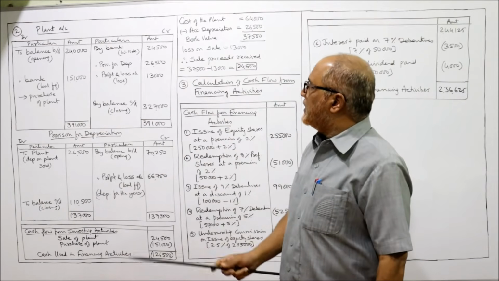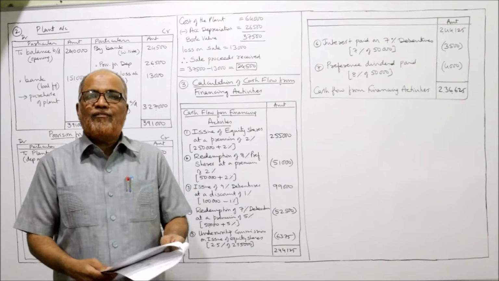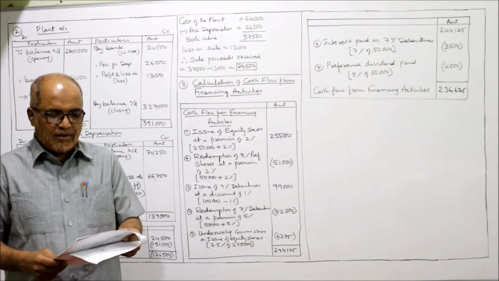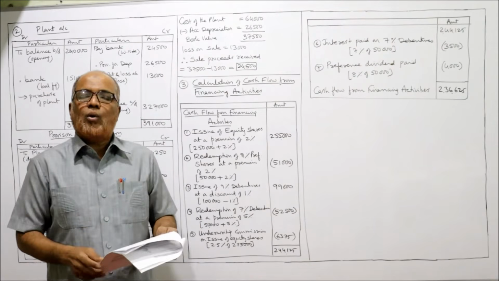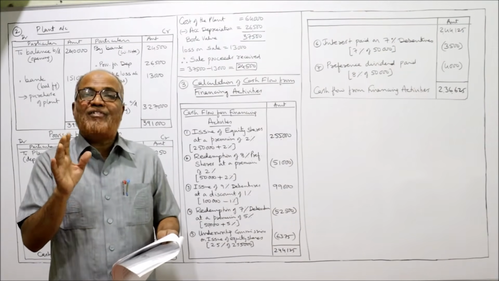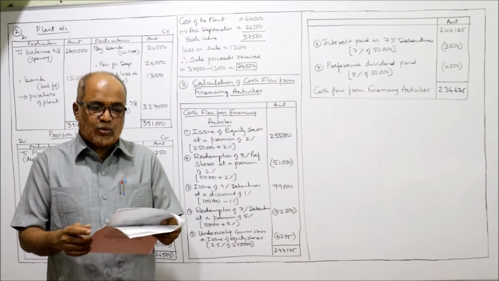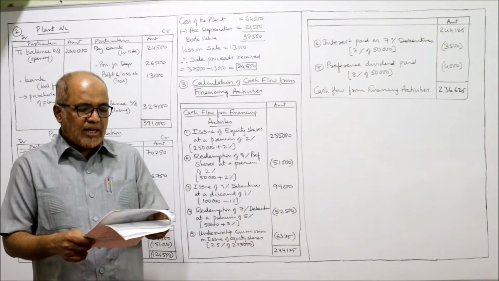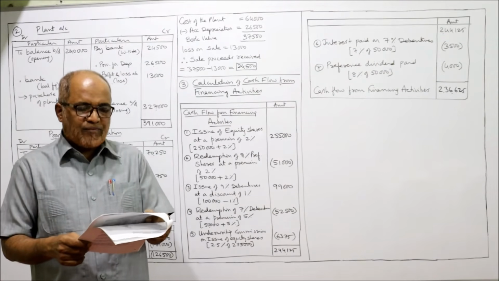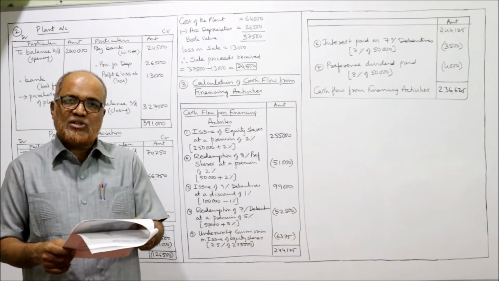Now problem number 3. See carefully the problem number 3. Calculate cash from financing activity from the following of Varnika Limited. So here only cash flow from financing activity we have to find out. Last year 2016 and current year 2017. Share capital, 8% preference share capital, 9% debentures, 7% debentures.